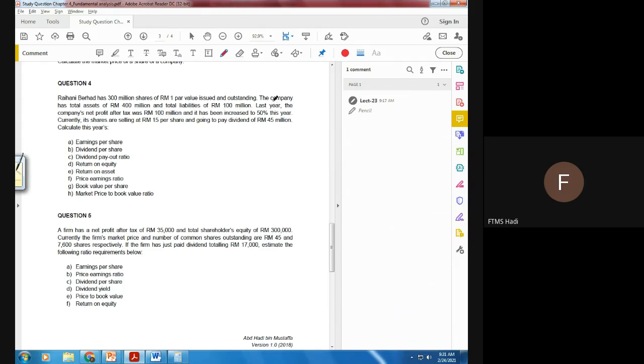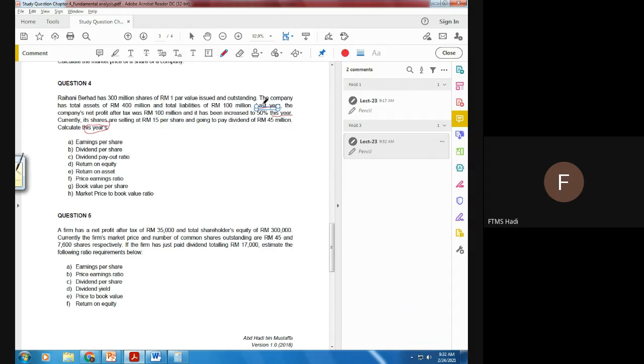Okay, you see here there are two words, which is last year and this year. So you need to differentiate between last year and this year because the question asks you to calculate this year. That means you need to convert information related to last year to this year.